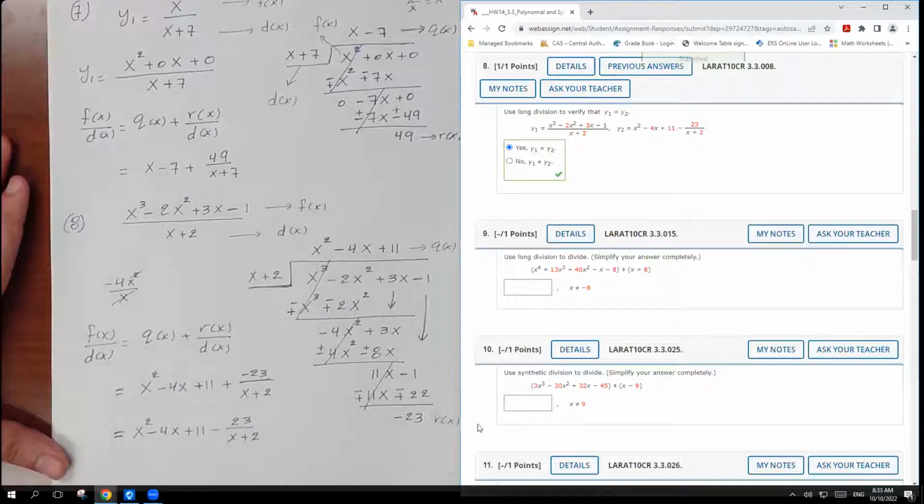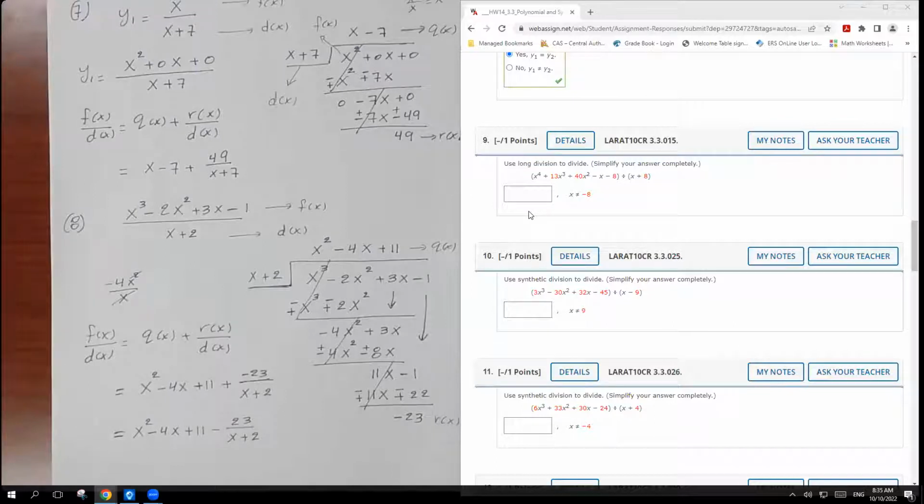Here we go. Any questions so far? On example 9, they ask you to use long division to divide x to the power 4 plus 13x cubed plus 40x squared minus x minus 8 divided by x plus 8.